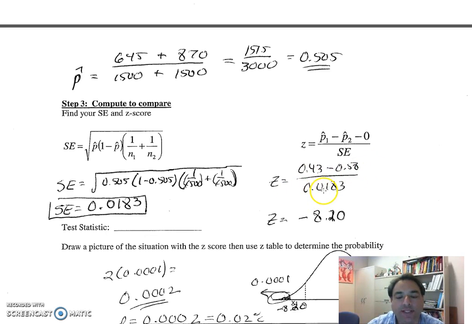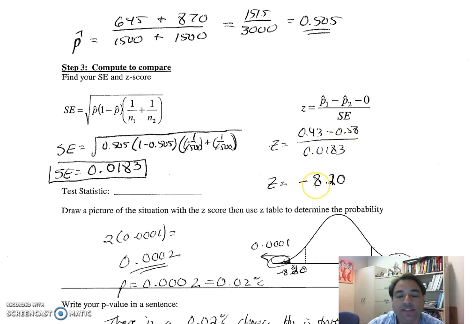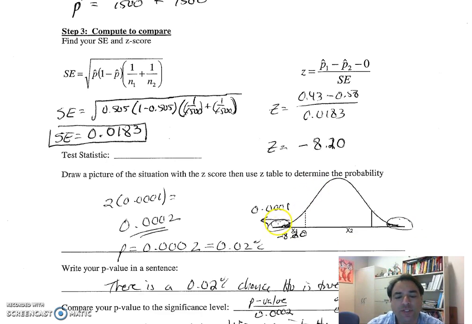Divided by your SE, 0.0183. Be careful, again, practice, practice. You get a z-score of negative 8.20. Now, we should be getting very comfortable with z-scores and understanding how z-scores work. Negative 8.20 is really far to the left, so that would be way out here. Now, remember, when it's off the chart, if we're on the positive end, we use 0.9999. If you're on the negative side, we use 0.0001.